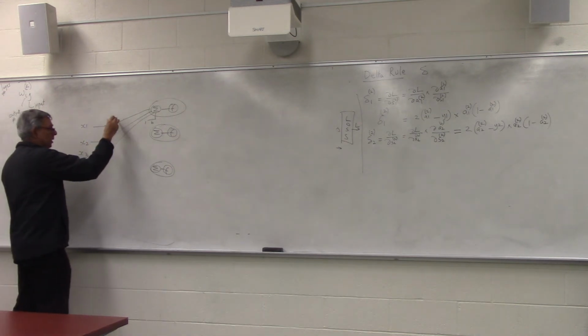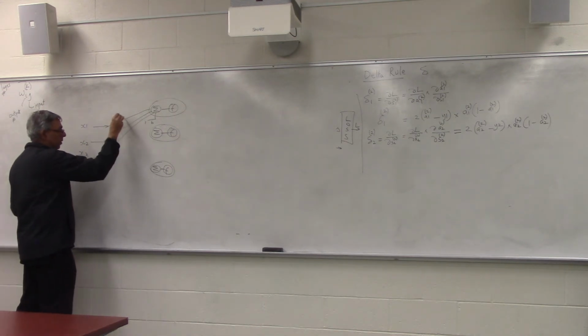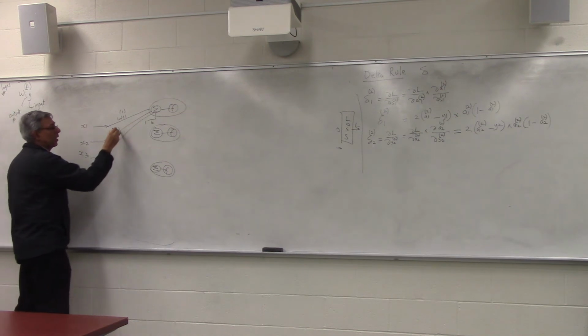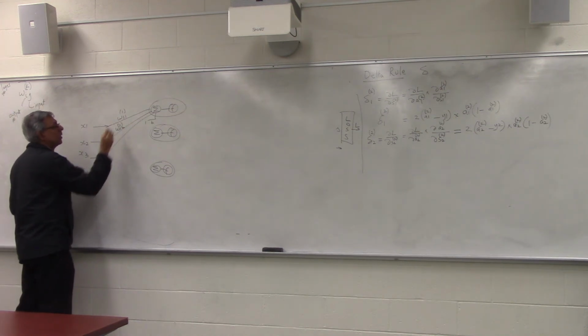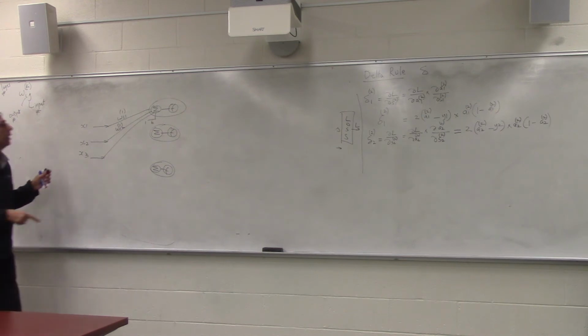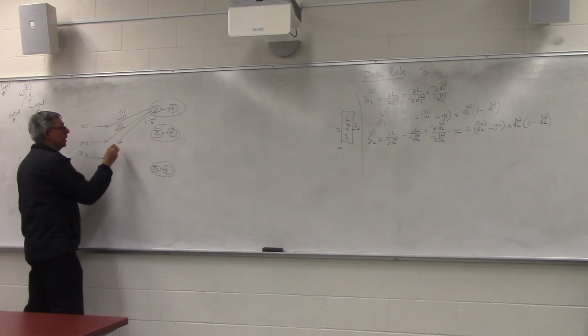W 1, 1, 1. W 1, 2, 1. First is the output. So 1, 2, 1. Now I'll give you the motivation why I picked the output first and not the input. Then what will this be? 1, 3, 1.